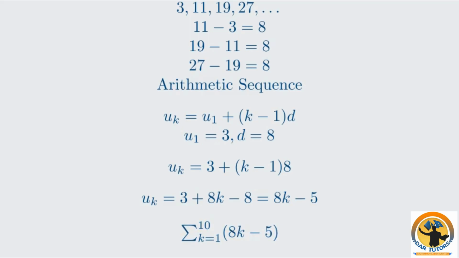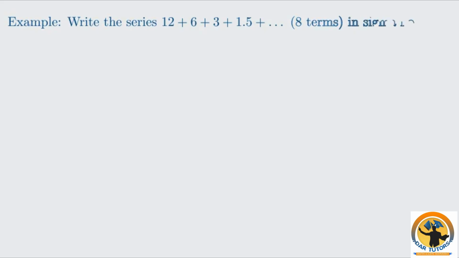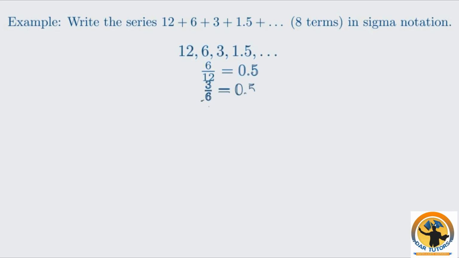Let's try another one, this time with a geometric sequence. Consider the series 12 plus 6 plus 3 plus 1.5, and so on, up to the 8th term. To identify the type of sequence, we look at the ratio between consecutive terms. 6 divided by 12 is 0.5. 3 divided by 6 is 0.5. And 1.5 divided by 3 is 0.5. Since the ratio is constant, this is a geometric sequence.